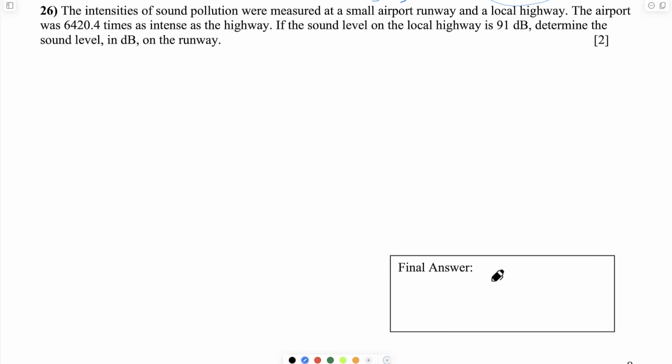Number 26 is a sound intensities question. It says the intensities of sound pollution were measured at a small airport runway and a local highway. The airport was 6,420.4 times as intense as the highway. So we have the ratio of intensities of airport to highway. Remember, the formula for these sound levels is beta 2 minus beta 1 equals 10 times log of the ratio of intensities.